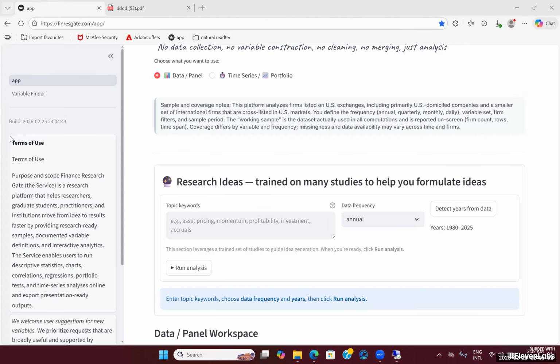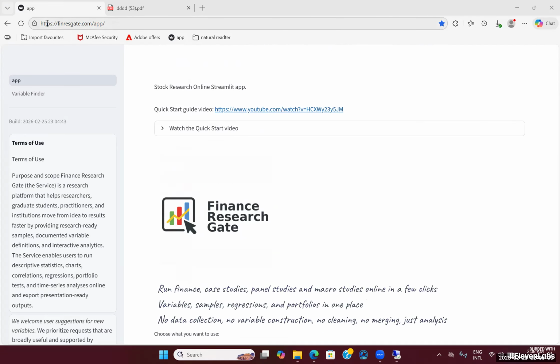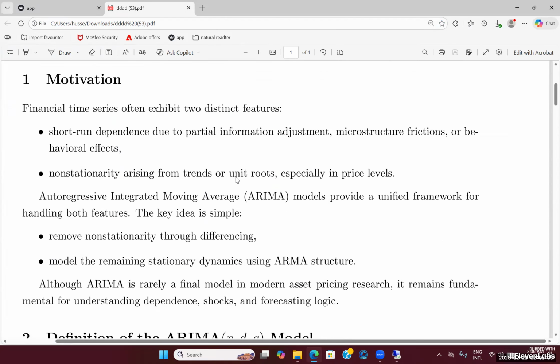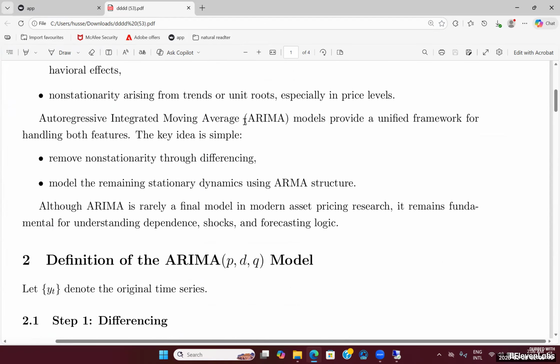We are going to thoroughly discuss the ARIMA model, which is a significant and widely used technique within the comprehensive framework of time series models. As is our usual practice, we'll be navigating to the Finance Research Gate website to kick off our session today. But before we proceed, let's refresh our memory on the basic terminology. ARIMA, as you may recall, is the abbreviation for the Autoregressive Integrated Moving Average statistical model.